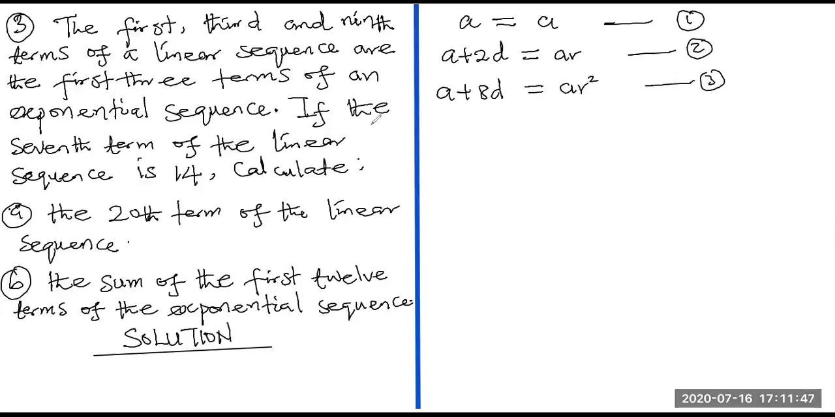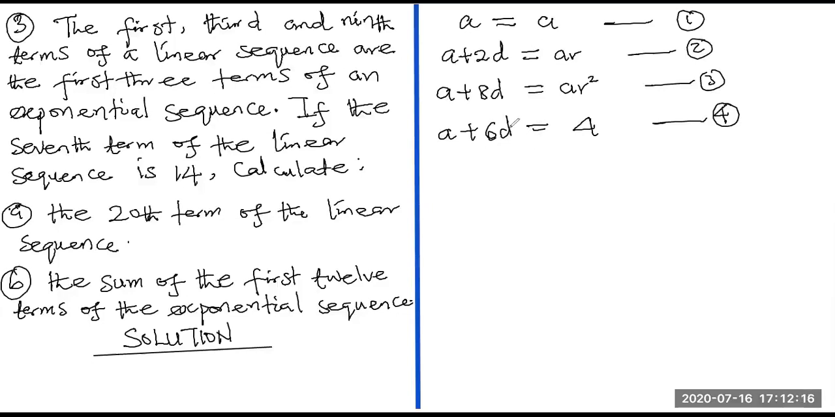And we're now told again that the seventh term of the linear sequence, which is A plus 6D, is equal to 14, equation 4. Alright, so we have this equation here. Now, the first one doesn't really make much sense. The problem is the third, the second and the fourth, which is like 3 equations and 3 variables. So how do we solve this problem?